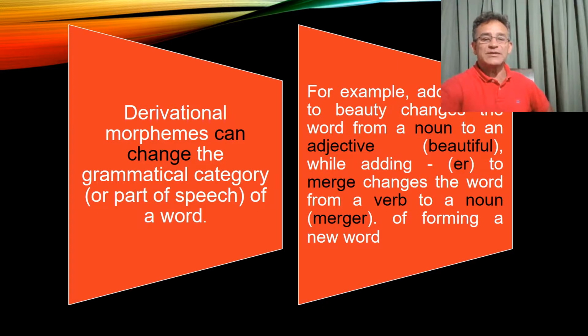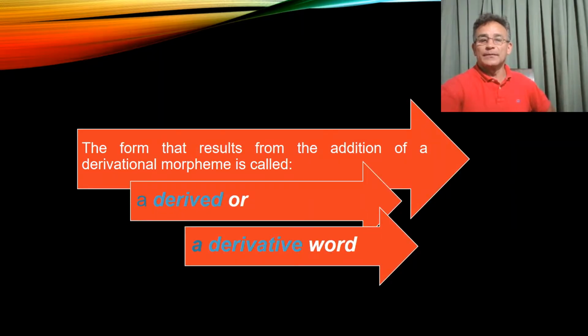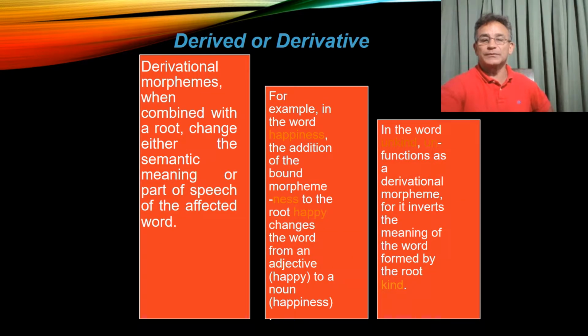Derivational morphemes can change the grammatical category. For example, adding "ful" to beauty changes the word from a noun to an adjective, beautiful, while adding "er" to merge changes the word from a verb to a noun, merger, forming a new word. The form that results from the addition of a derivational morpheme is called a derived or derivative word.